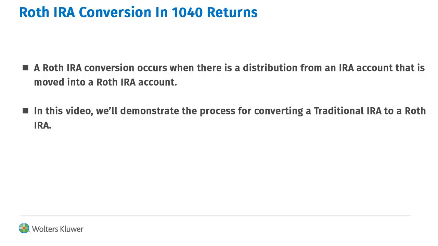A conversion occurs when a distribution from an IRA account, such as a traditional IRA, is moved to a Roth. In this video we'll go through the process of converting a traditional to a Roth.